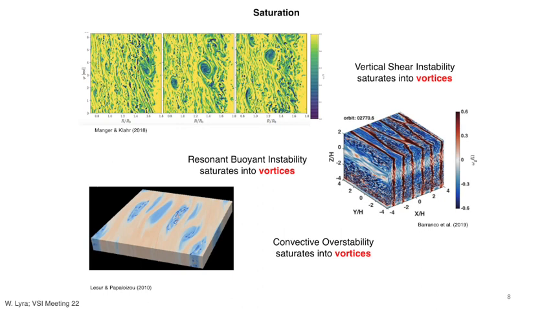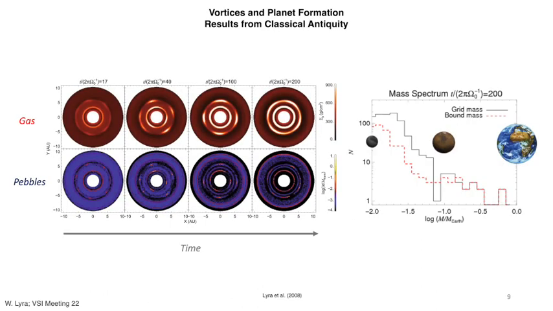And vortices are very interesting for planet formation. Showing here some ancient results, from classical antiquity back in 2008, a work that I did with Anders and Hubert. You see here in time, this is the gas phase and the pebbles. We had vortices here that in this case were formed by the Rossby wave instability. You add the pebbles in this calculation, and then you see that the vortices trap them very, very fast.